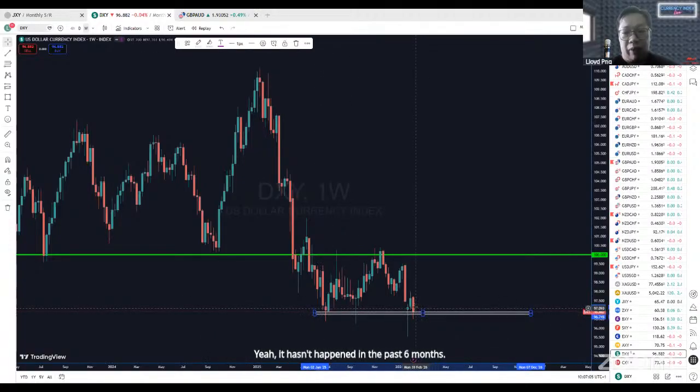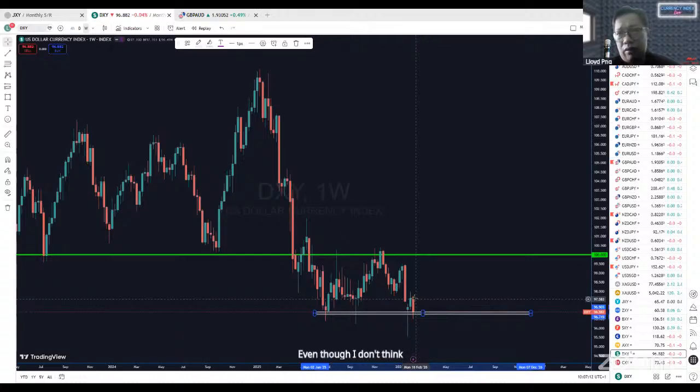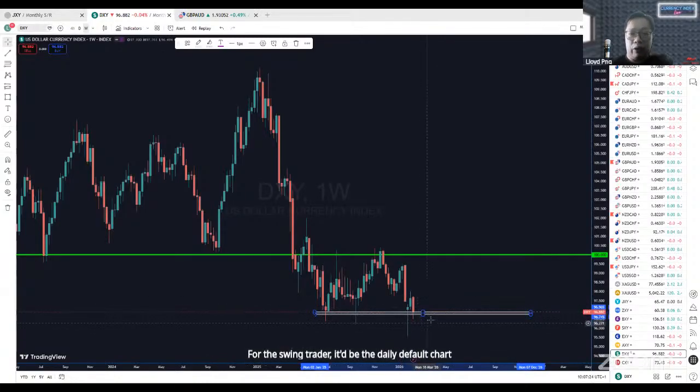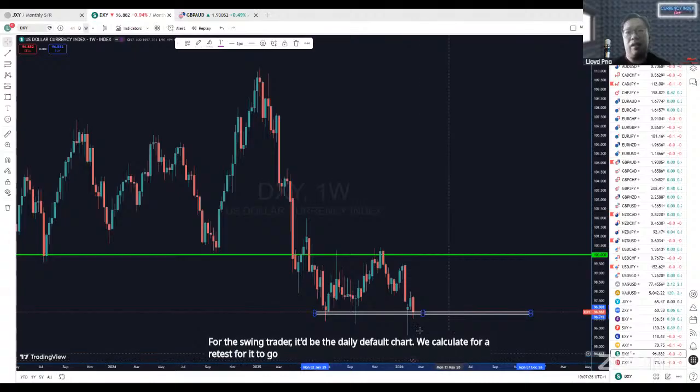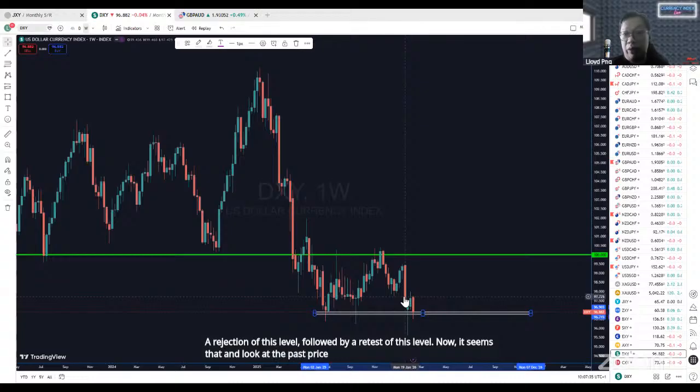So what I suspect might happen is that due to Donald Trump's policy, the dollar might further weaken, even though I don't think that's what he intended for the time being. I'm not too sure, but whatever it is, it seems that price might want to break $96, and then for the swing trader, be it the daily or 4-hour chart, we carefully wait for a retest for it to go down again. Yeah, so this is simply a bearish bar, a rejection of this level followed by a retest of this level. Look at the past price action, pretty bearish, I would say. So it seems that price really wants to head down.